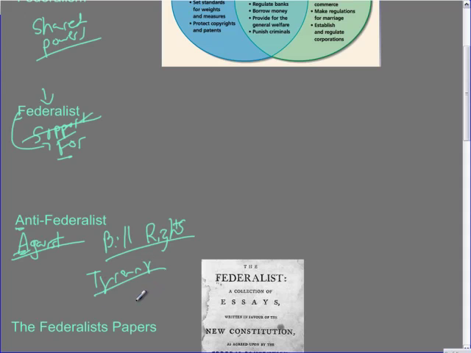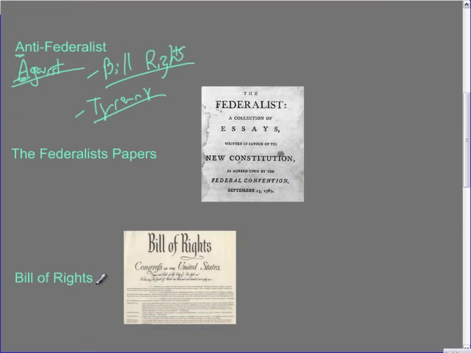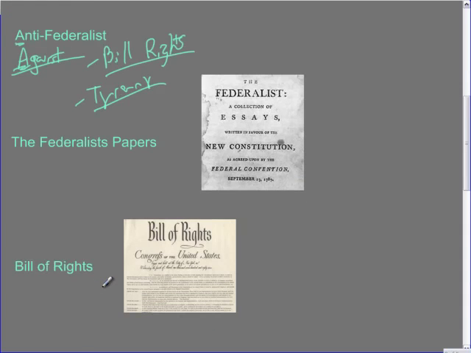So they don't really want to support that either. So the Federalists are for the Constitution, and they need to get their point across. The Anti-Federalists say we need a Bill of Rights, and it's going to turn into a king. So the Federalists say, okay, here is our reasoning behind the Constitution, and this is why it's a good thing. And it's a series of essays that they write called the Federalist Papers.